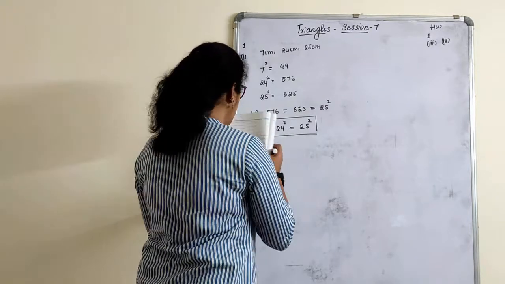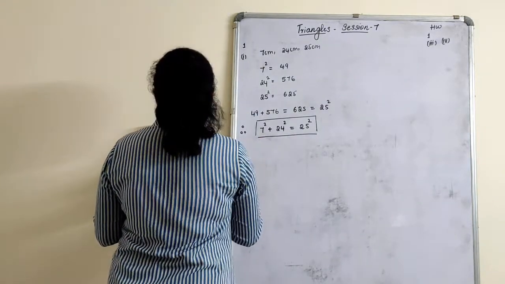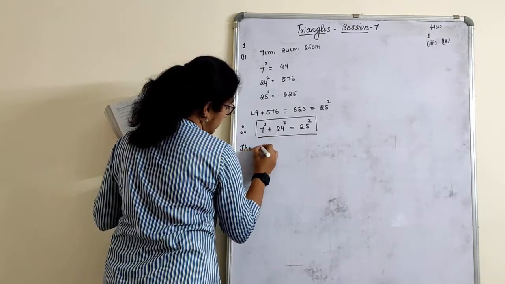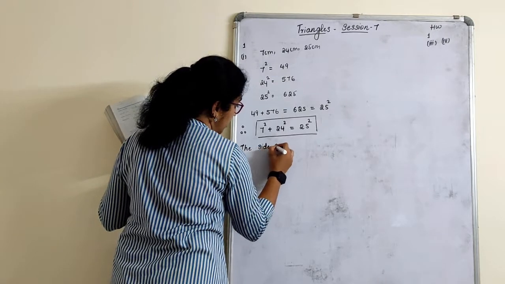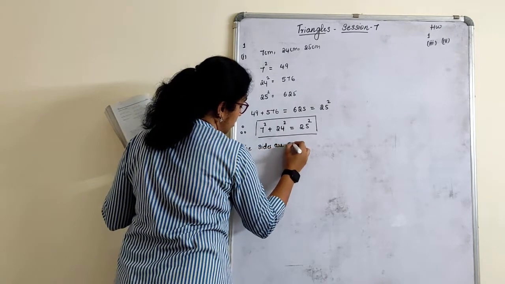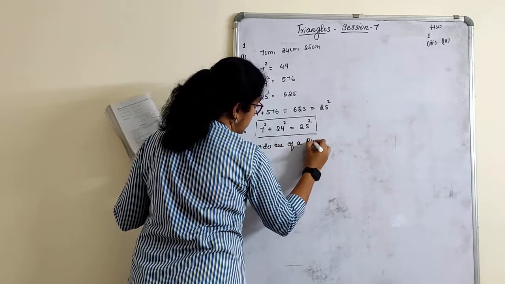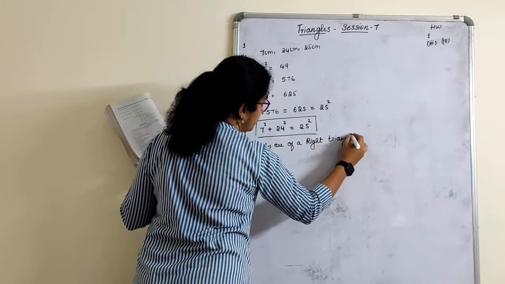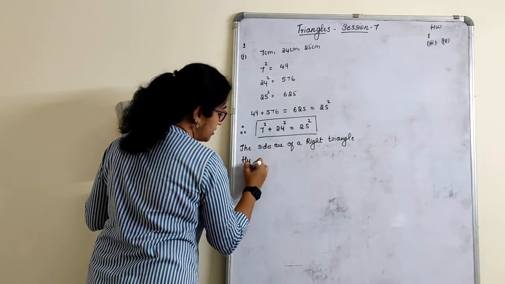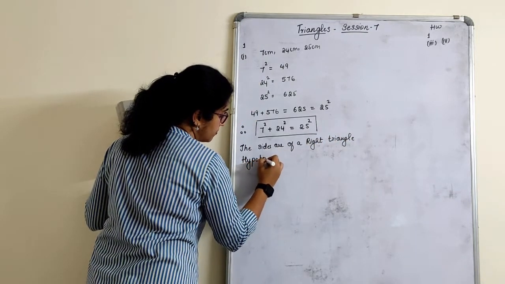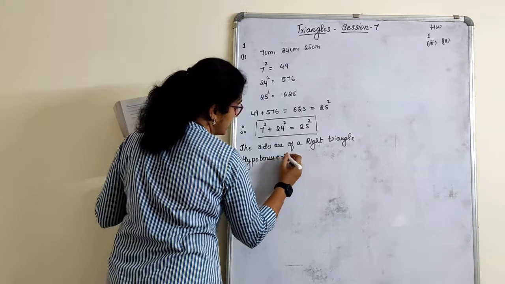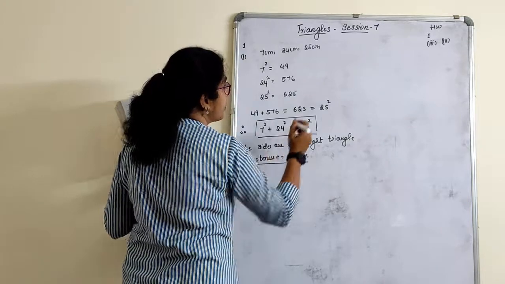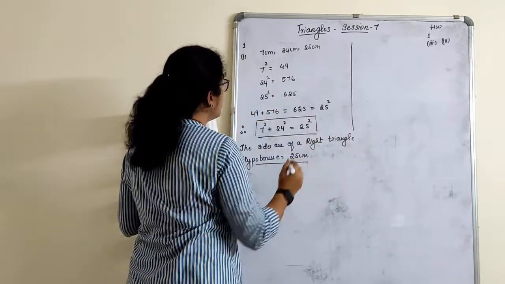That's all. So what we will write here is, therefore, the sides are of a right triangle. What is the length of the hypotenuse? They have asked. Hypotenuse is 25 centimeter. That is the important thing they have asked. Let's see the next one.